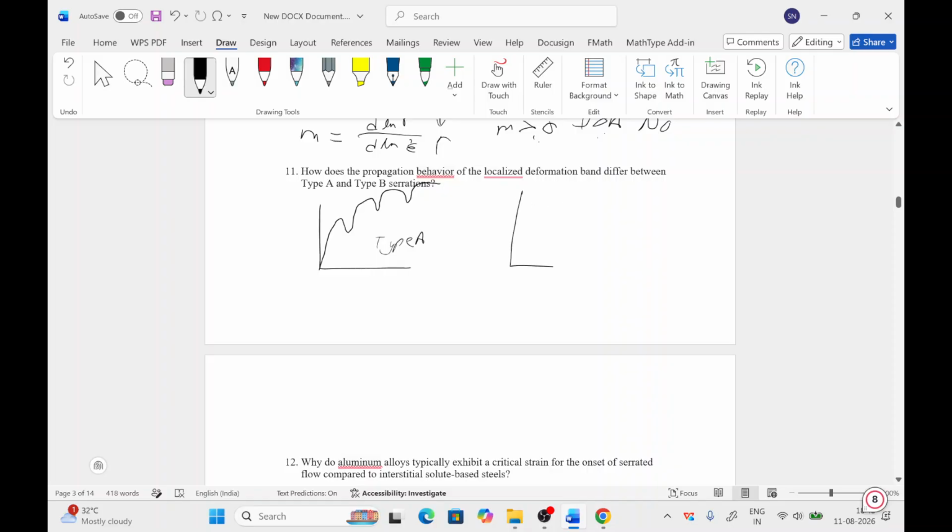And at B point, at type B serration, so this is type A, type B. So in type B, the serrated flow is at the same delta sigma value, meaning the change in delta sigma is the same.